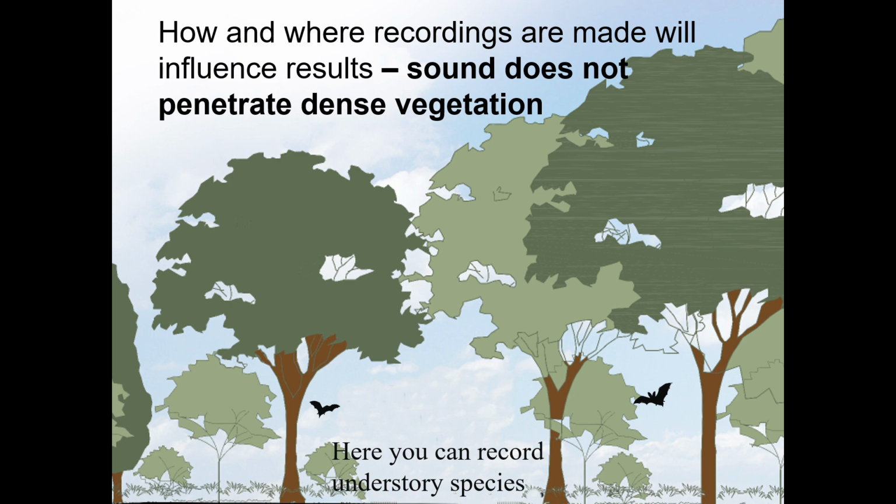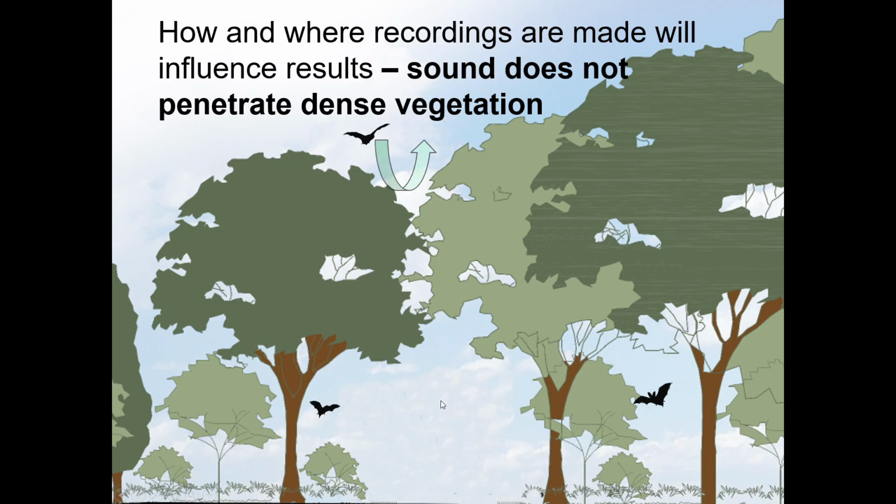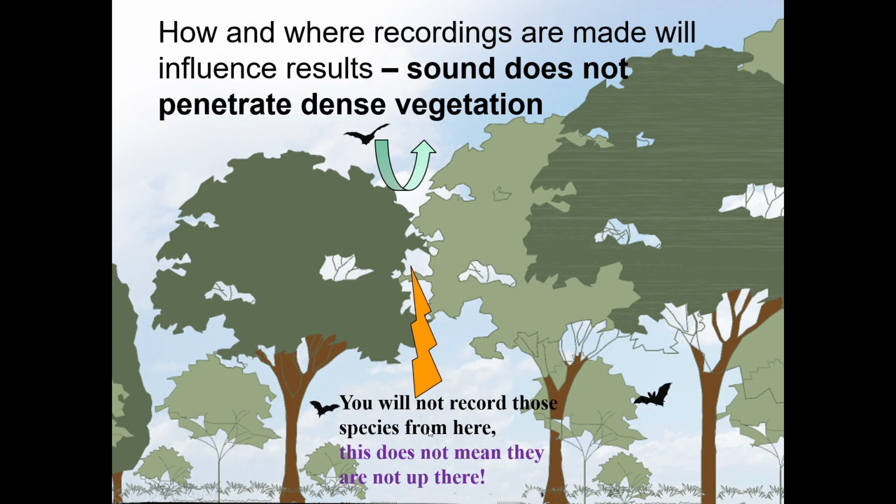Sound does not penetrate dense vegetation. If you're down in this area and you're recording, you can record these understory species. If there are bats above the canopy, you're not going to record them because the sound won't penetrate. Remember, this does not mean they're not up there. So if you're doing a survey and trying to document, quote, all the bats in the area, be aware of how your detector is placed.